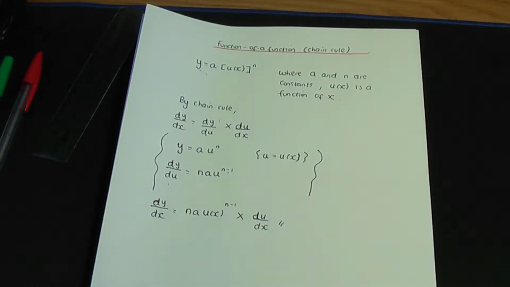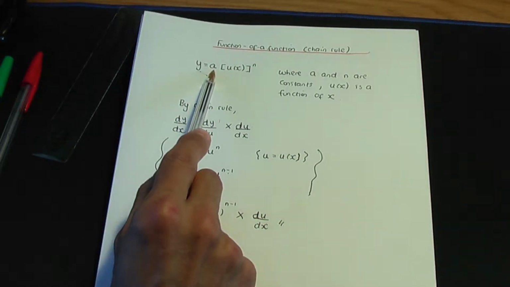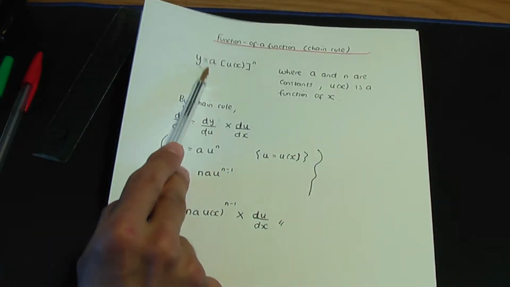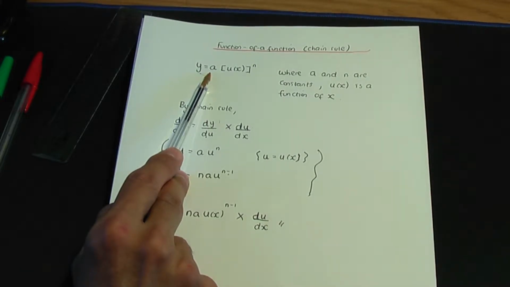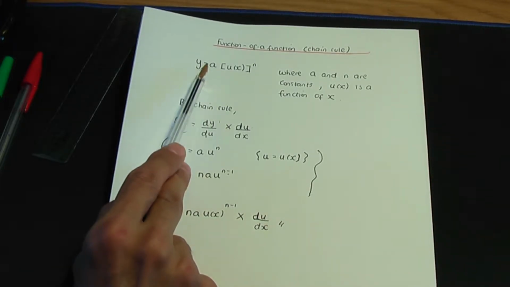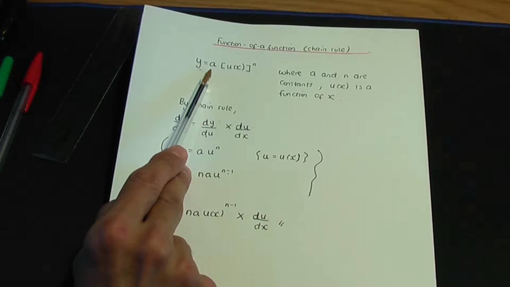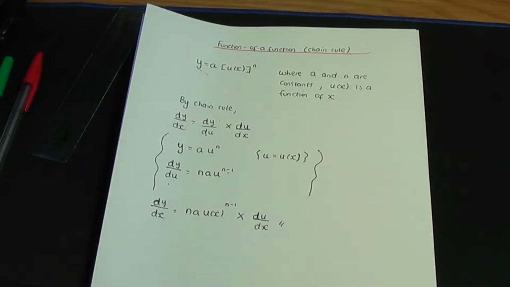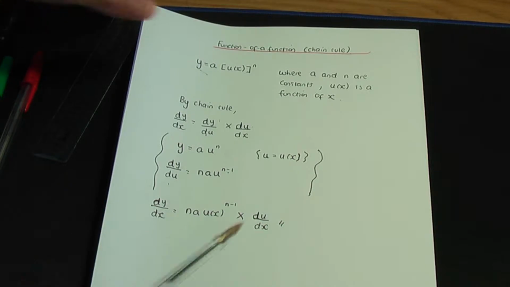Now I want you to take note that we can only apply this result if a is a constant. So if a is a constant, that is when we apply this chain rule related result. If a is not a constant, we need to use another rule, and we're going to see that rule in the next video. But if a is a constant, we can apply this chain rule related result here. So let me take this forward with some examples.